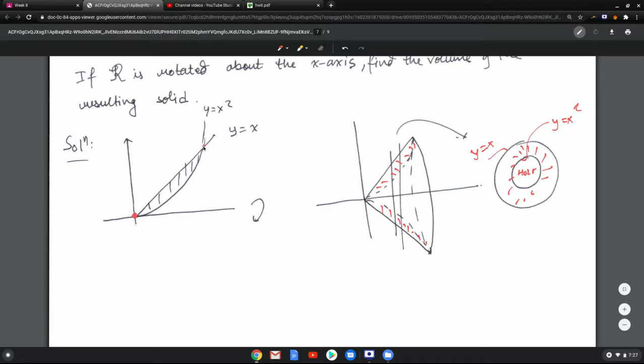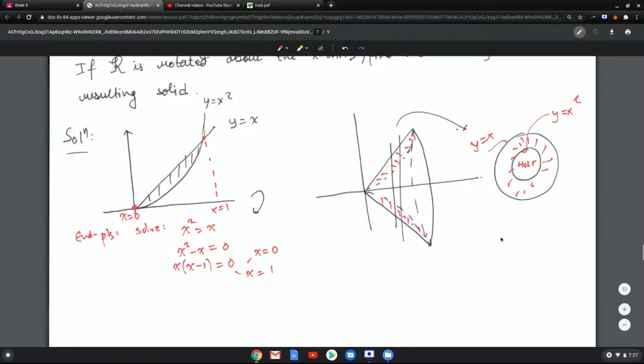First of all, we need our endpoints. For the endpoints we solve: when is x squared equal to x? Subtract x to get x squared minus x equals 0, so x times (x minus 1) equals 0. So I get x equals 0 and x equals 1. So that's x equals 0 right here, and that is x equals 1. So that gives me the limits for my integration.